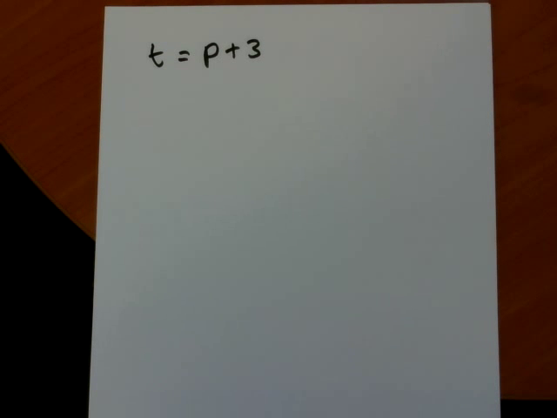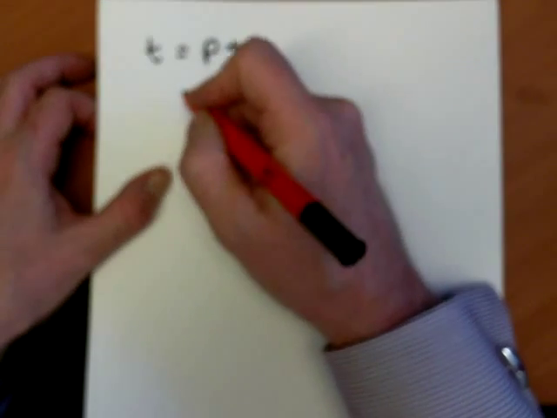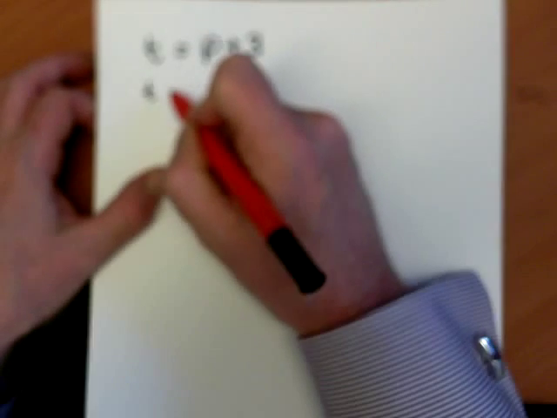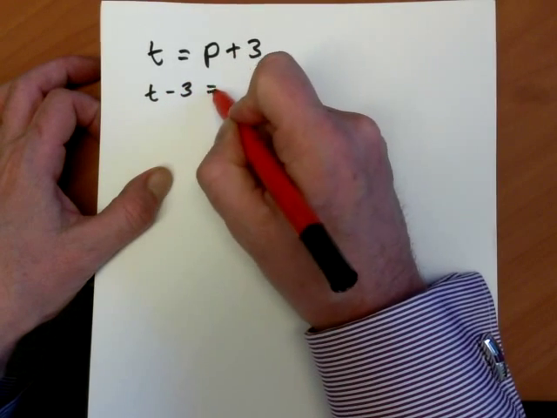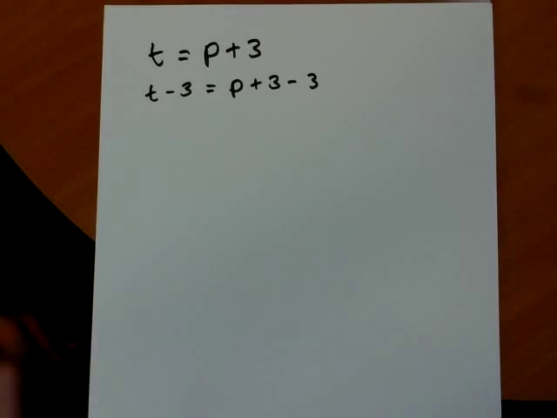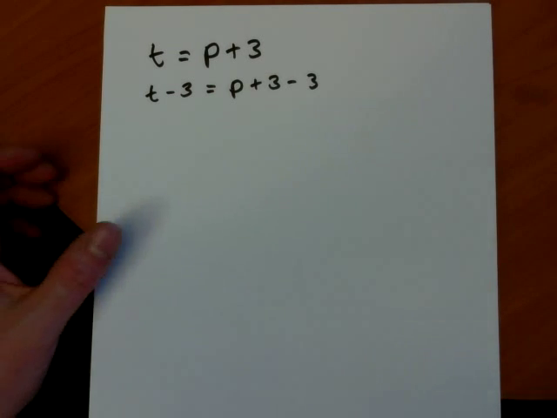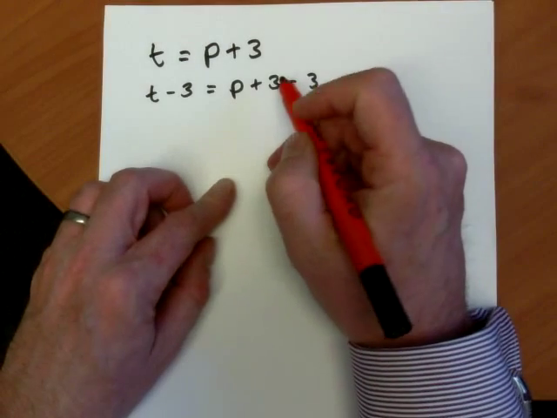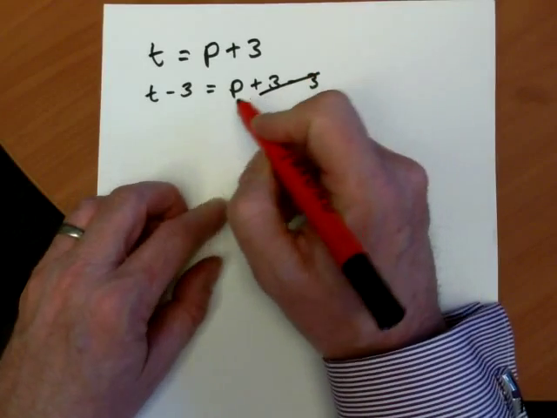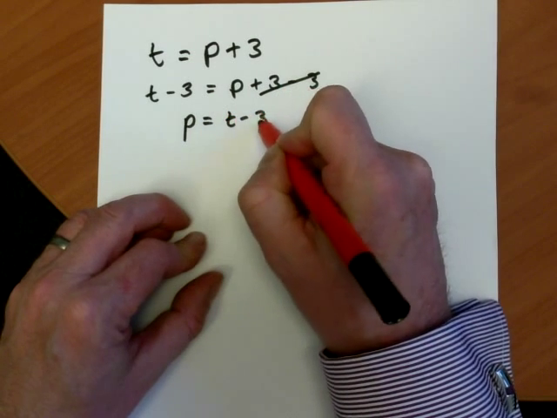So if we want p to be the subject, then we must get p on its own. So at the moment, p has plus 3 to it. Now, as we're dealing with an equation, providing we do the same thing to both sides, then the equation stays balanced. So I have subtracted 3 from both sides. So 3 and minus 3 is 0, and so we're left with p equals t minus 3.